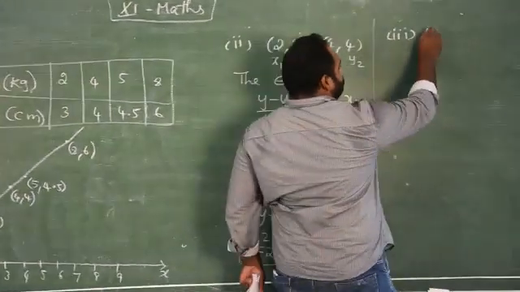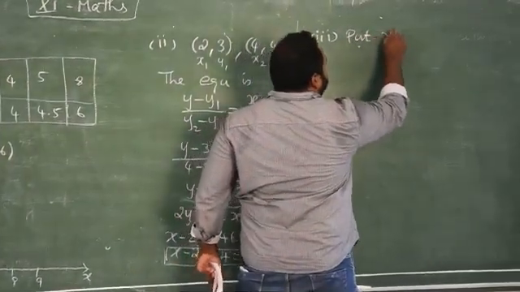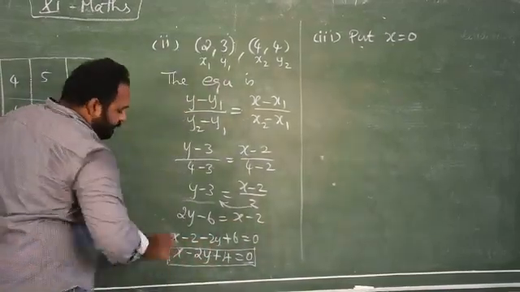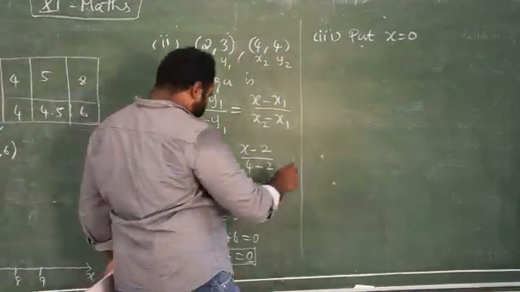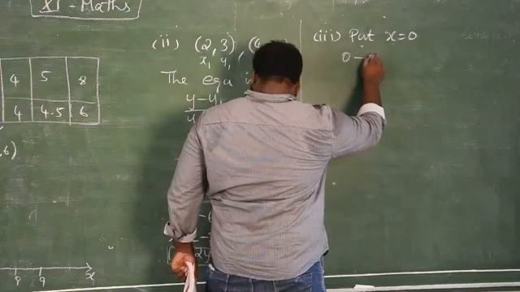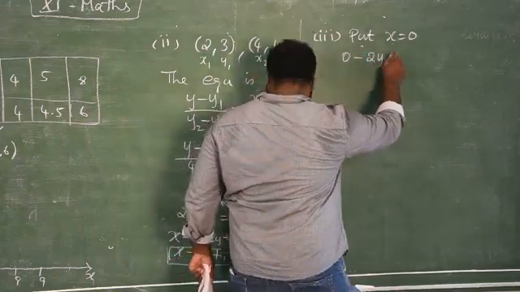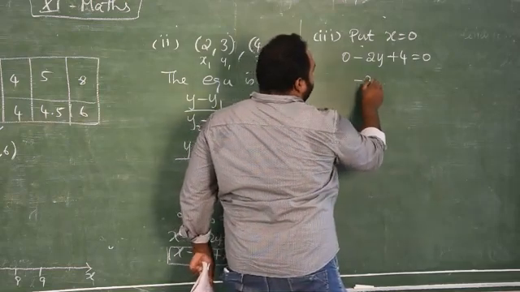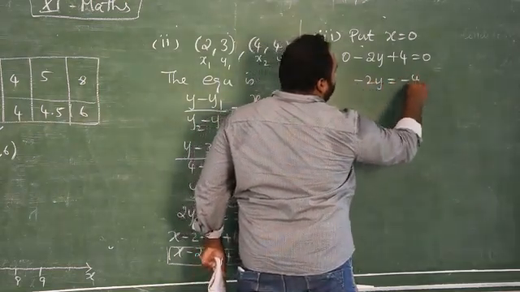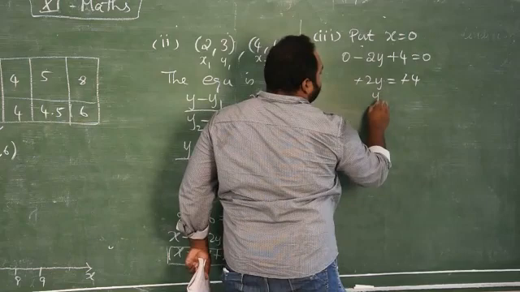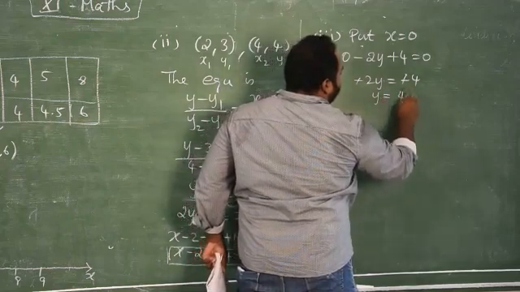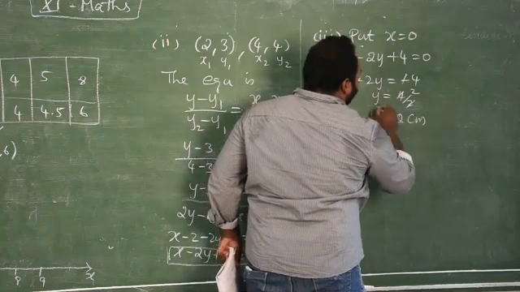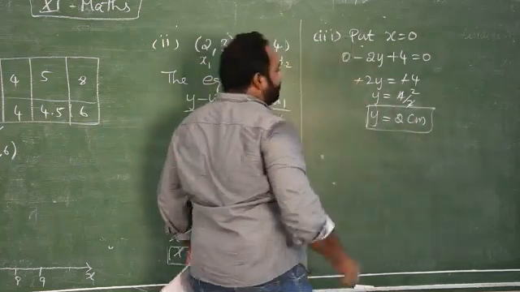So put x equal to 0 in the equation, and we will get the actual length. Putting it in: 0 minus 2y plus 4 equals 0. So minus 2y equals minus 4, the minus cancels, y equals 4 by 2, which cancels to y equals 2 centimeter. So the actual length is 2 centimeter.